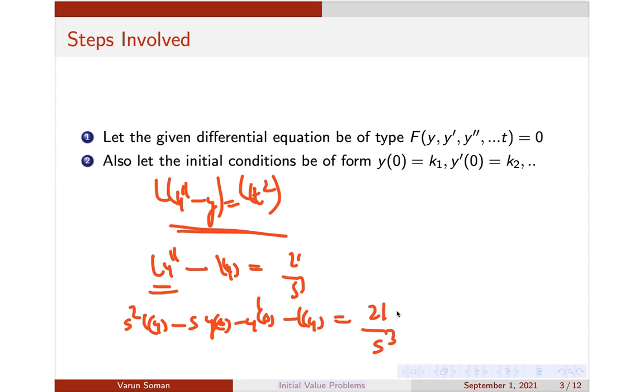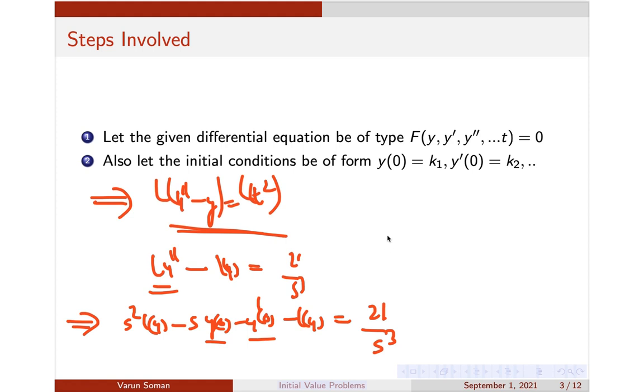So first step, apply the Laplace transform on both sides. Second step, apply differentiation formulas. Once you apply differentiation formulas, you can see the initial conditions here. Y of 0 is there, y dash of 0 is there. So you can give those values here and you will get some constants.